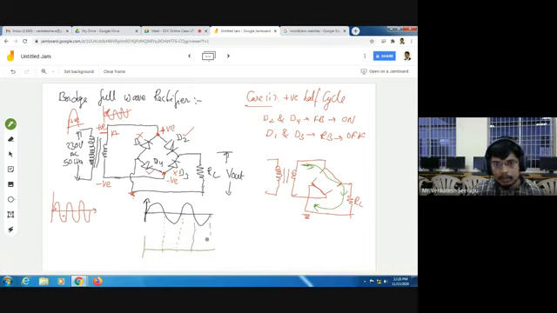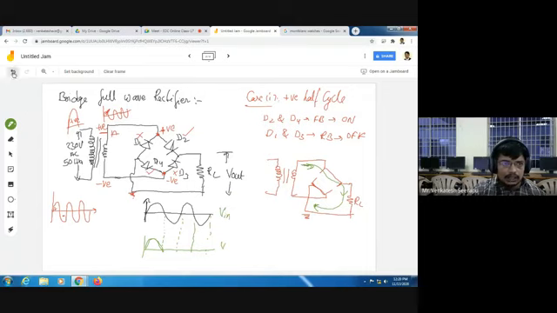So whenever I am applying a positive half cycle, D2 and D4 are in forward bias condition, D1 and D3 are in reverse bias condition. Now there is a flow path established to flow a current through the load resistance. So whenever current flows through the load resistance, the voltage is developed across the load resistance. Now I am getting an output voltage. So it is an input voltage and it is an output voltage.